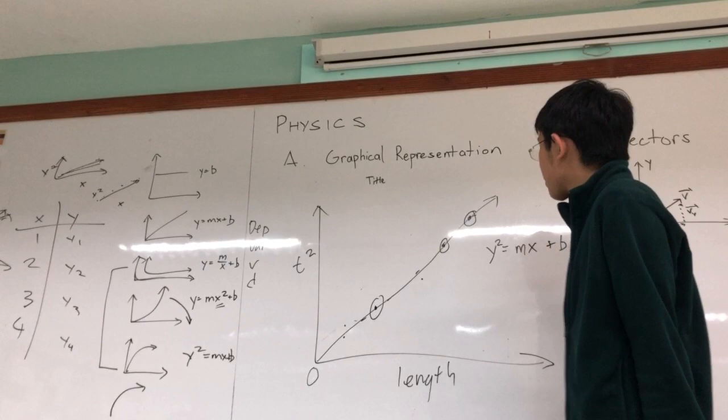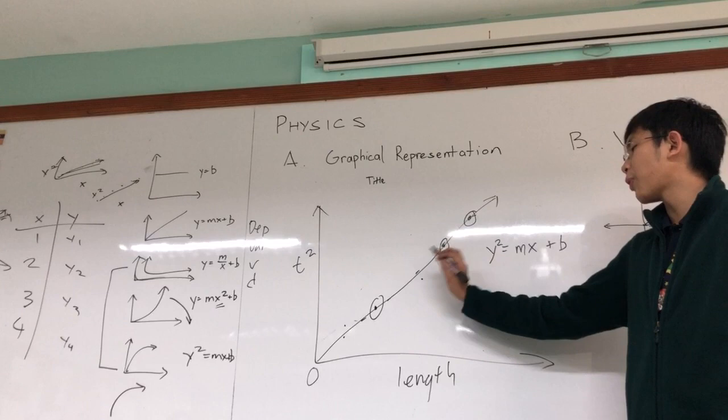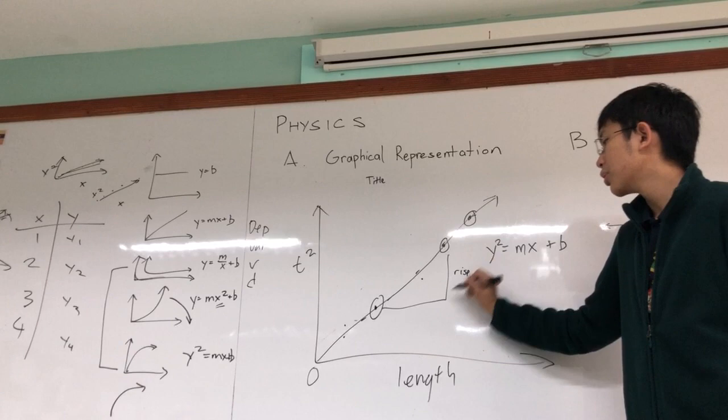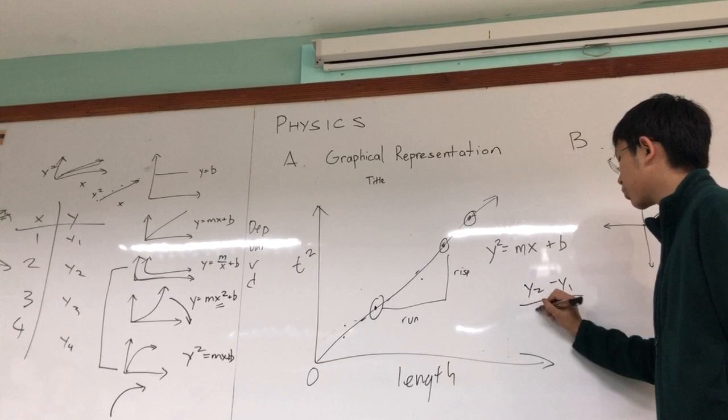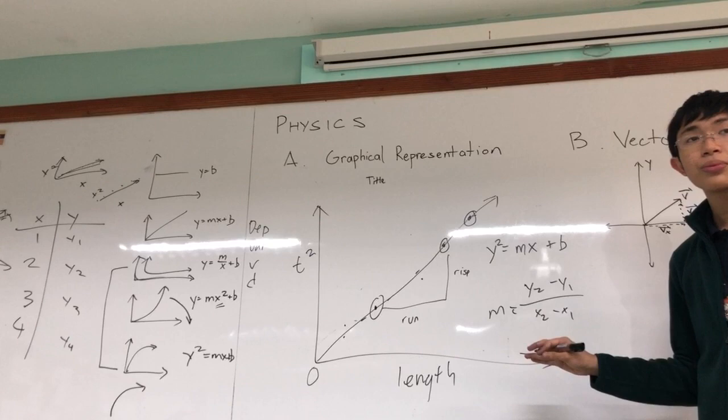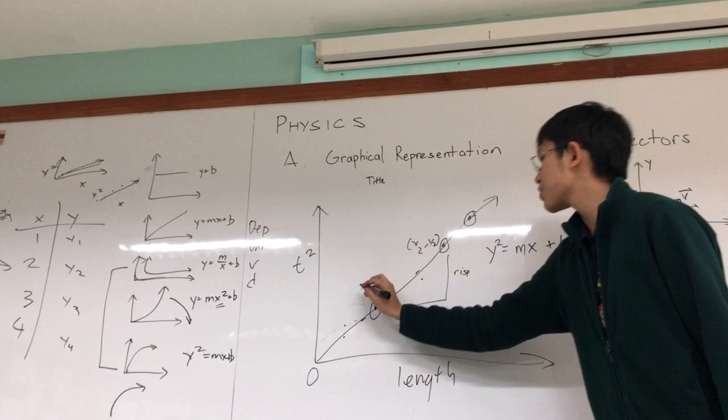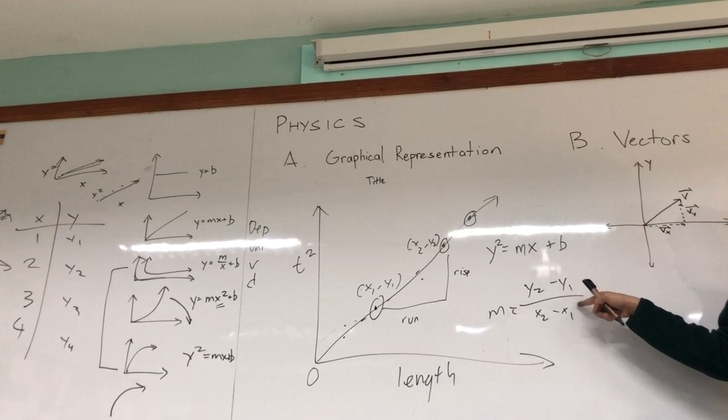Since a lot of the points will be on the line, you can just take two points and determine the rise over run. So that's y2 minus y1 over x2 minus x1. You remember how to get slope. So this is x2, y2, and this is x1, y1. You get the slope, and then you input it into the equation.